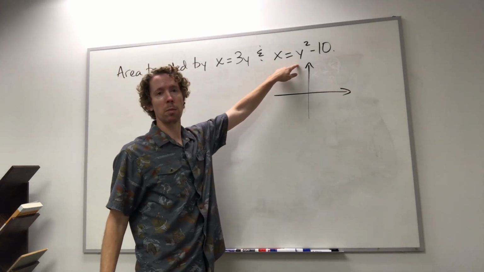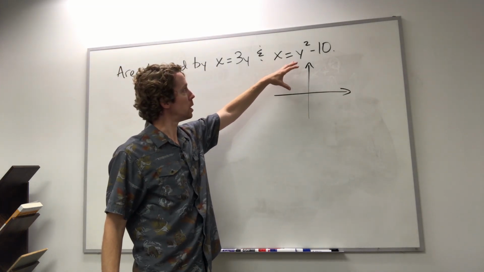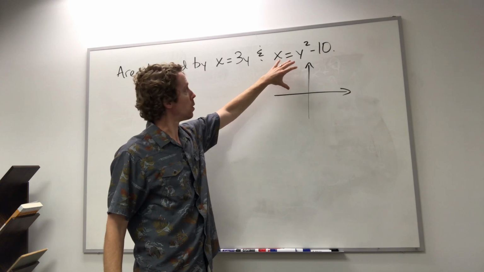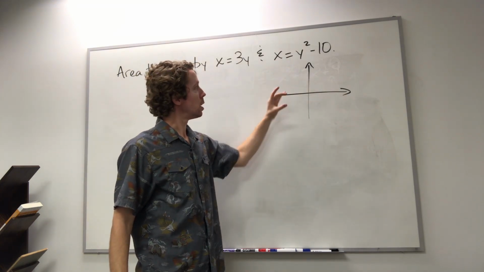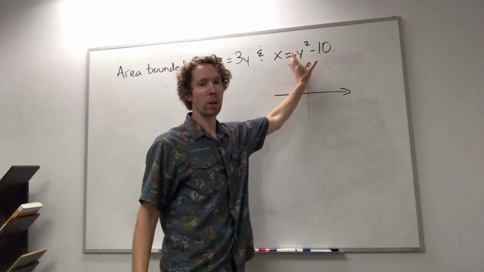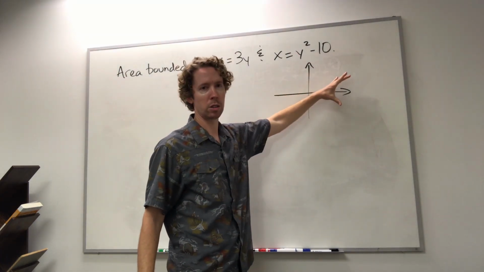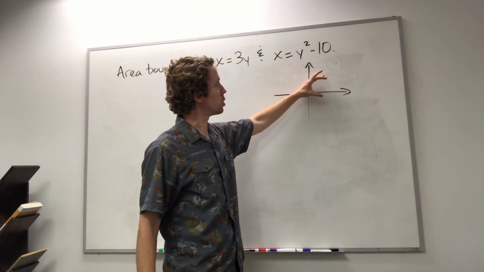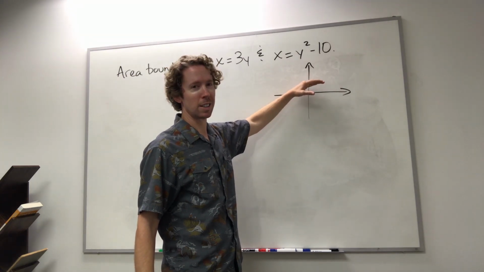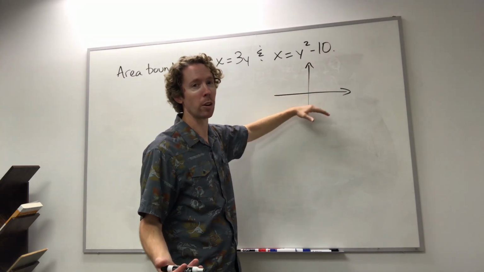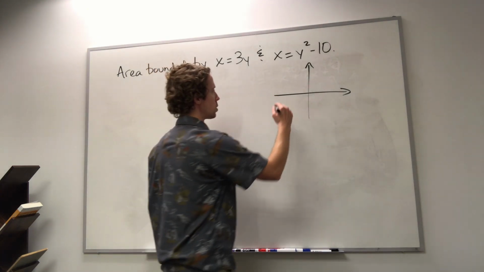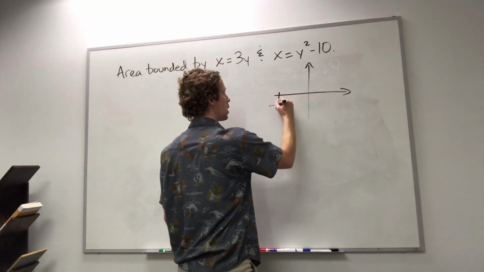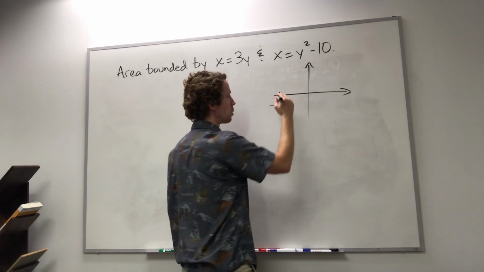X equals y squared minus 10 is pretty easy. It's like a parabola that opens up and is shifted down 10, except instead of opening in the y direction, it opens up in the x direction. And instead of being shifted down 10 in the y direction, it's shifted down 10 in the x direction. So if this is negative 10, then the graph looks something like this.